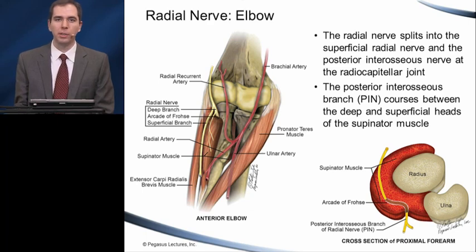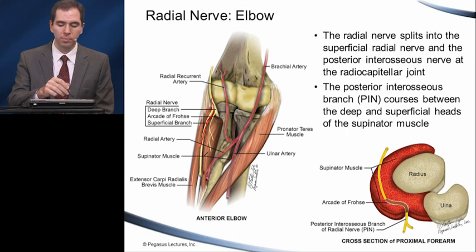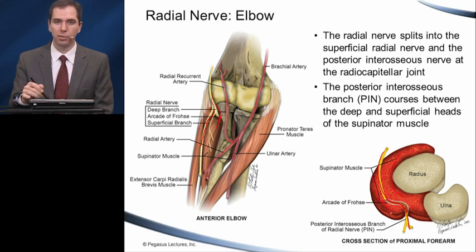So now I'm going to talk about the radial nerve. The radial nerve splits into the superficial radial nerve at the level just below the radiocapitellar joint, and the posterior interosseous nerve, which enters the supinator just below the level of the elbow joint. The PIN courses between the deep and superficial heads of the supinator muscle before emerging from the supinator muscle in a more posterior location, and then it runs along the interosseous membrane. So this is the deep head of the supinator, and this is the superficial head of the supinator muscle.